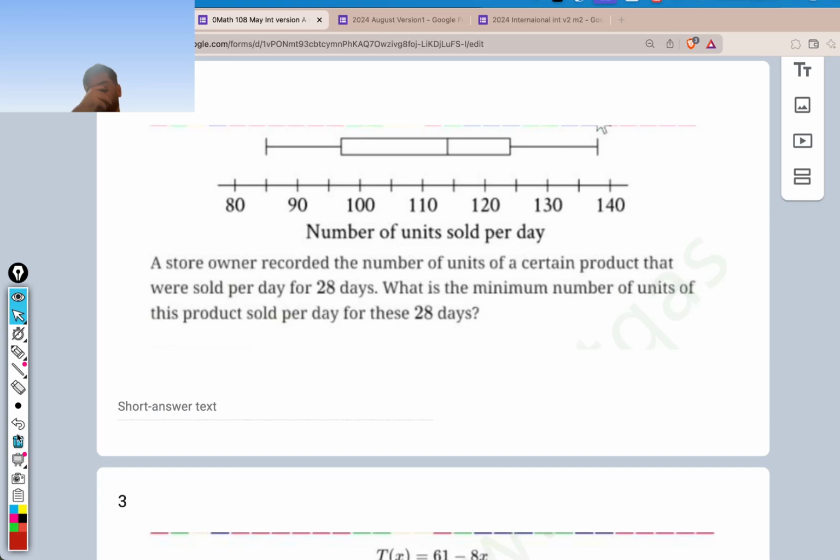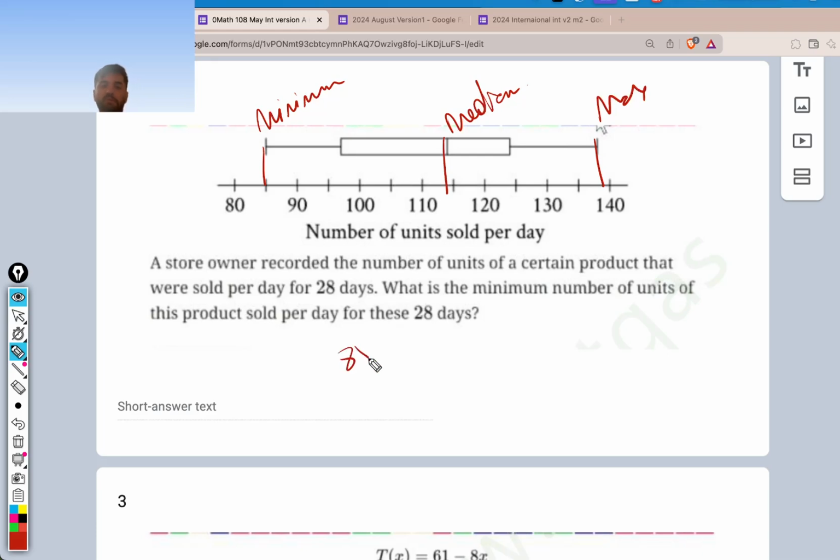Here it is called a box plot, and in a box plot this one is the minimum value. This one is the maximum value, and this one is the median. Minimum is 85, and the answer will be 85 here.